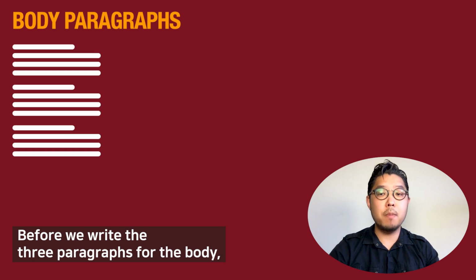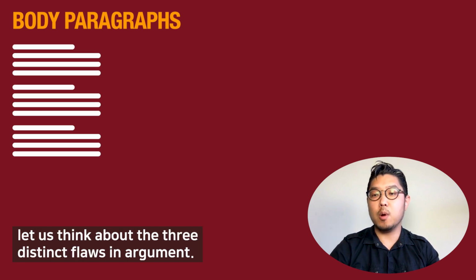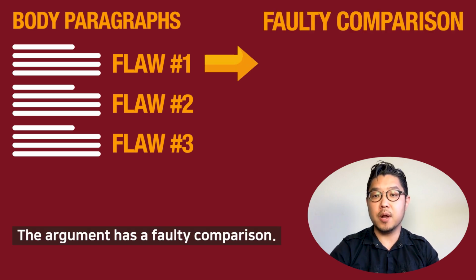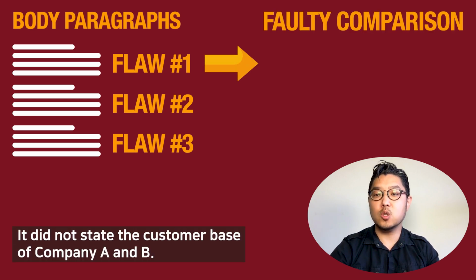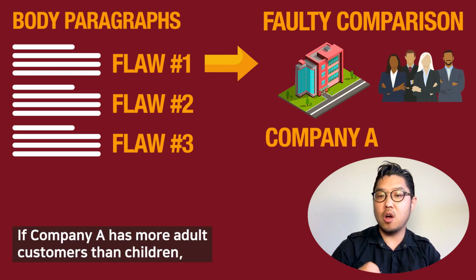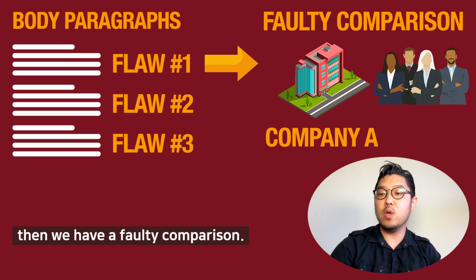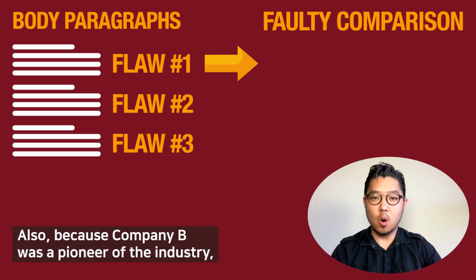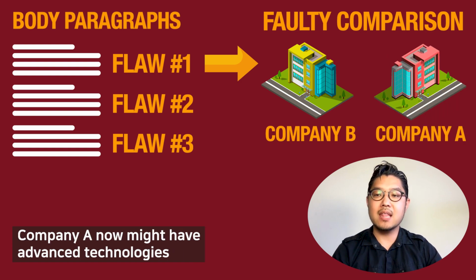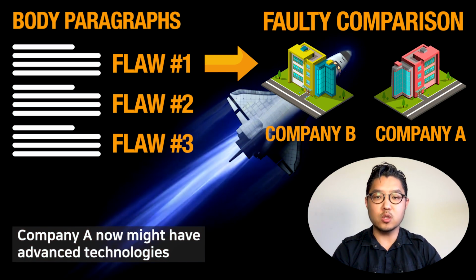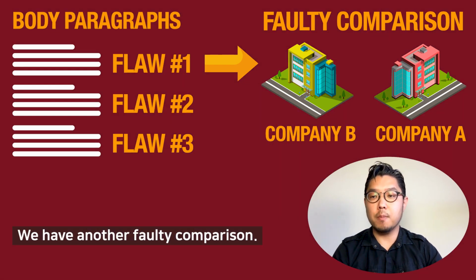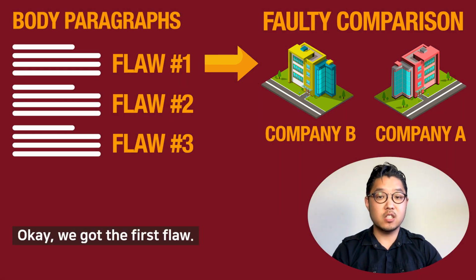Before we write the 3 paragraphs for the body, let us think about the 3 distinct flaws in the argument. The argument has a faulty comparison. It did not state the customer base of Company A and B. If Company A has more adult customers than children, then we have a faulty comparison. Also, because Company B was a pioneer of the industry, Company A now might have advanced technologies and methods to overcome such failure. We have another faulty comparison. Okay, we got the first flaw.